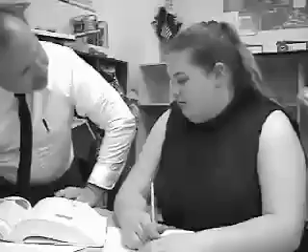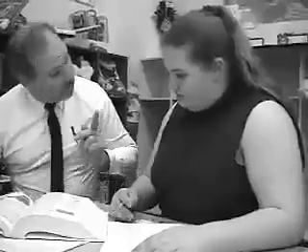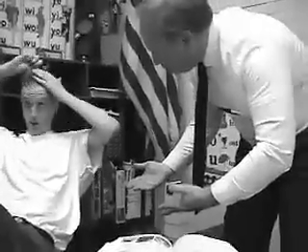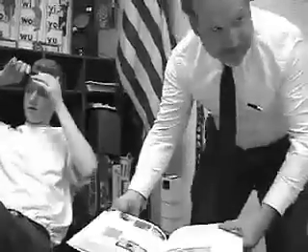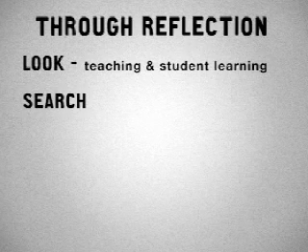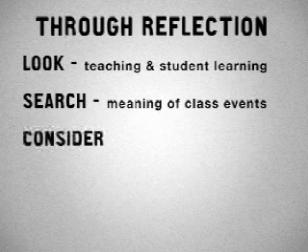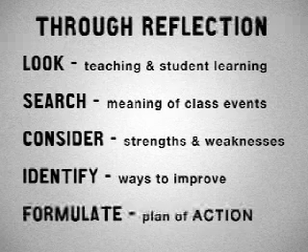As you can see, Mr. Bumblemeyer is beginning to reflect on the total picture, accessing all available viewpoints and carefully inspecting what others may be thinking. This will allow him to get a view of the situation or lesson from another perspective in order to begin to critique his teaching endeavors. It's through reflection that teachers can look critically at teaching and student learning, search for a deeper understanding and meaning of classroom events, consider their strengths and weaknesses, identify ways to improve, and formulate a plan for subsequent action.